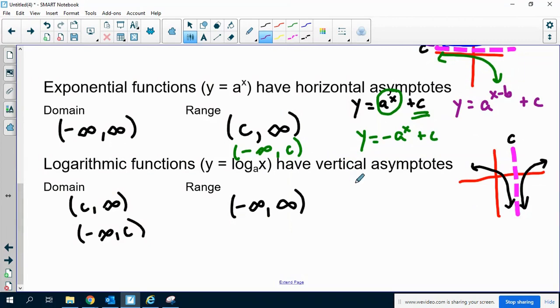Likewise, if I have a logarithmic function, so log base a of x minus b, well, actually I should put the c on the inside. So x minus c plus b. If I have some sort of vertical shift of some kind, that's not going to change my domain or range. But if I have a shift with the x, that's going to change the domain of the function because that's going to move the asymptote to the left or to the right.